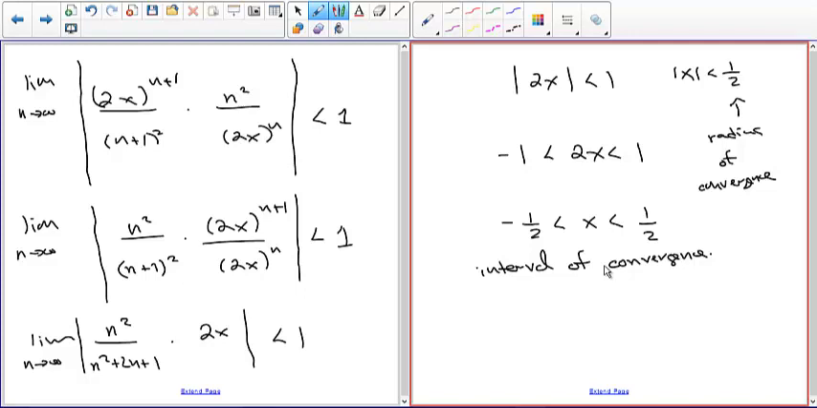So the first part involves a ratio test. You usually end up with something like that, where you have the absolute value of something is less than something, and then you rewrite it in that form so that it ends up being an interval.